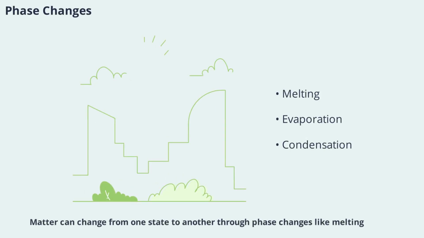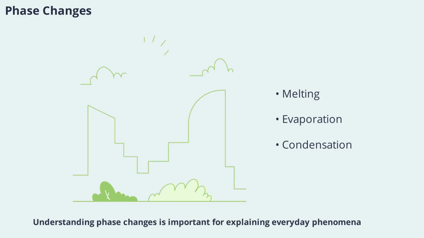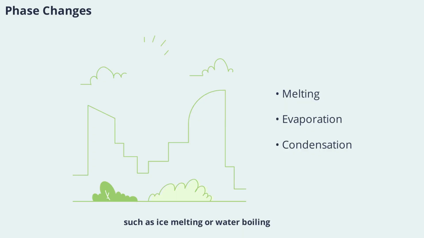Matter can change from one state to another through phase changes like melting, freezing, evaporation, and condensation. These changes occur when energy is added or removed, affecting the movement of particles. Understanding phase changes is important for explaining everyday phenomena such as ice melting or water boiling.